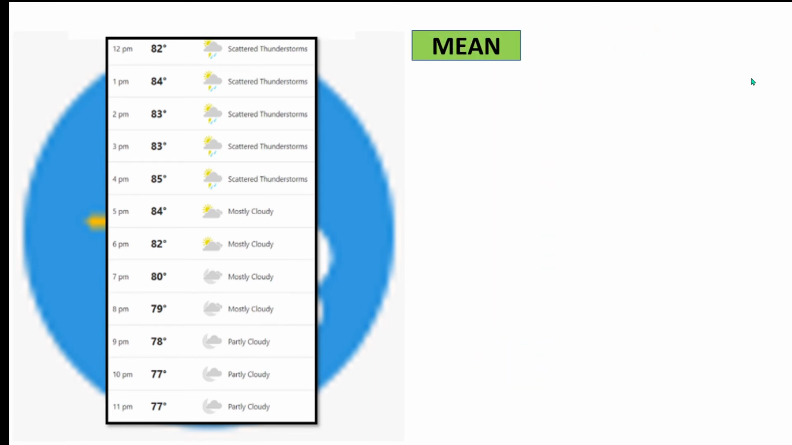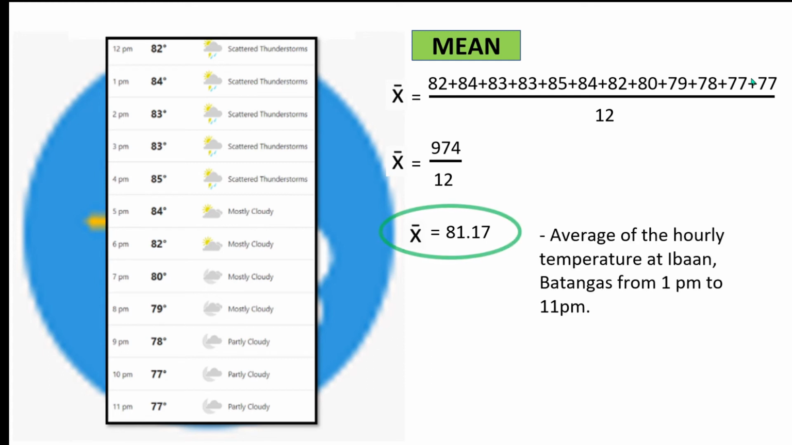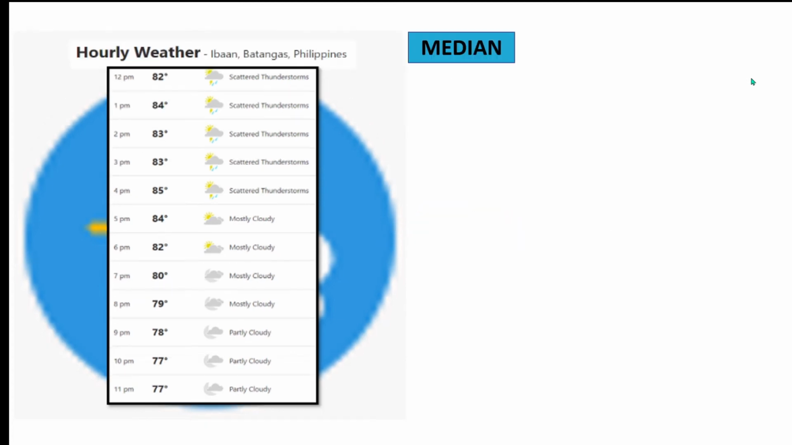To get the mean, add all the temperatures from 1 p.m. to 11 p.m. and divide by 12 since there are 12 data in the set. The sum of all the data is 974 divided by 12. So the answer is 81.17. 81.17 is the mean or the average of the hourly temperature at Ibaan, Batangas from 1 p.m. to 11 p.m. Next is the median.